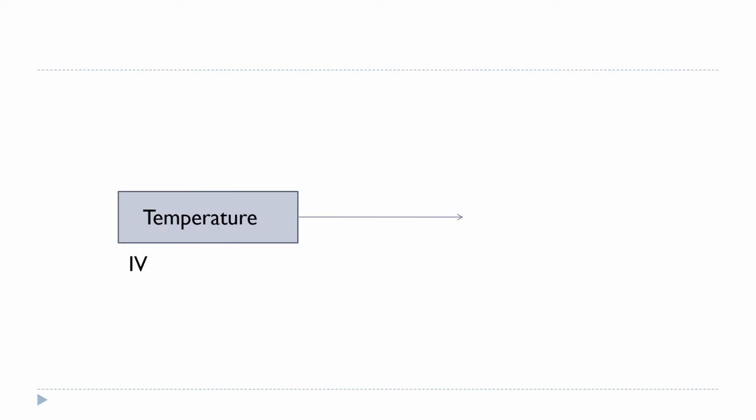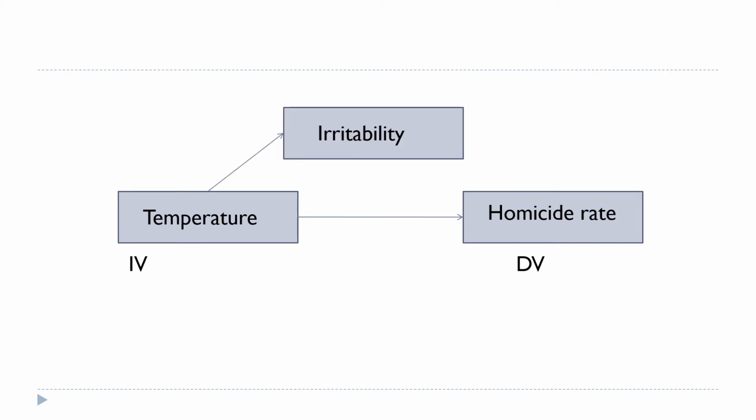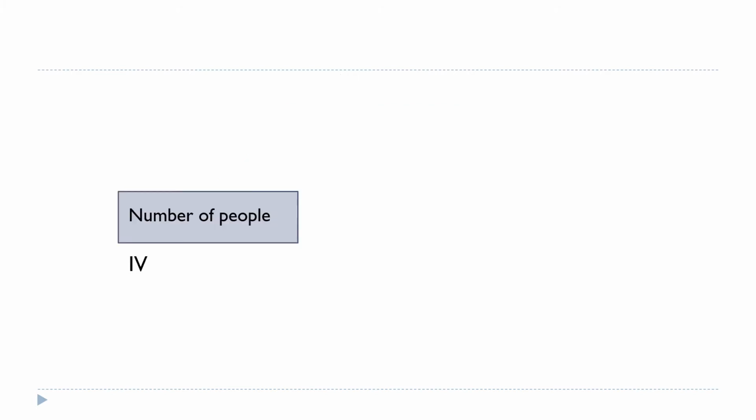So as an example of classic mediation, temperature consistently positively relates to homicide rate. The mediating variable is irritability. So temperature leads to an increase in irritability, which then leads to an increase in homicide rate. We're able to explain the relationship between temperature and homicide rate due to irritability. So we would identify irritability as a potential mediator.